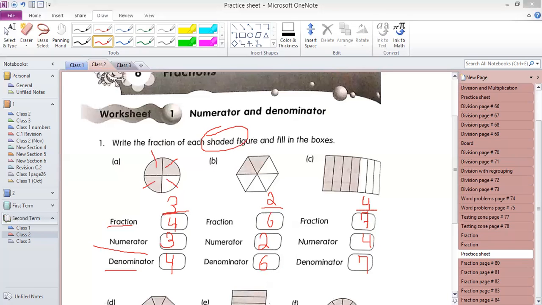Very good. So we have learnt about fraction. What is fraction? You have learnt about numerator, denominator, unit fraction, non-unit fraction. So these are some basic concepts, guys, which you should remember. In the next class, we are going to practice for this numerator and denominator. And we are going to learn more about it and practice more about it.